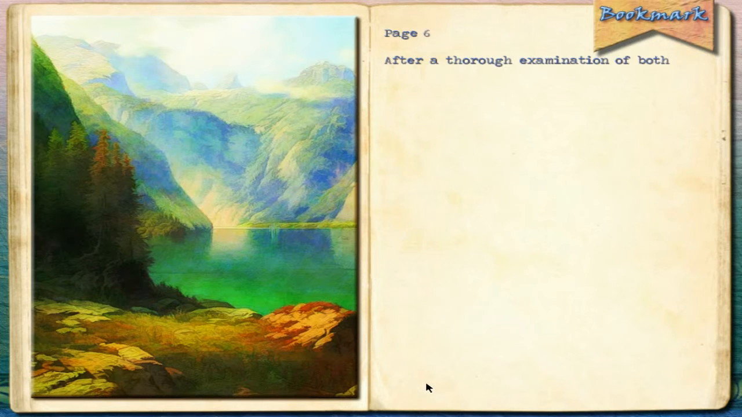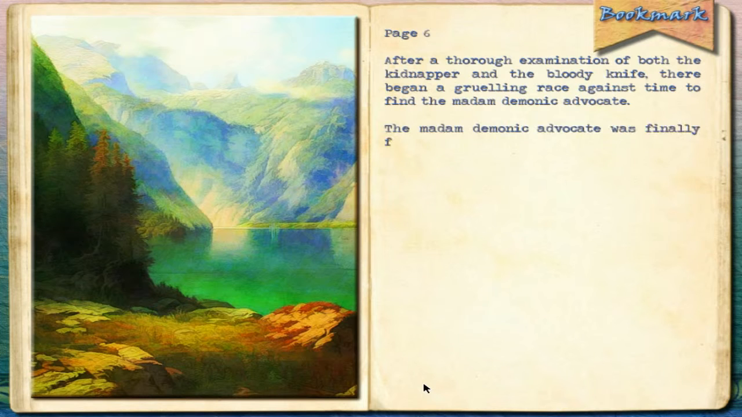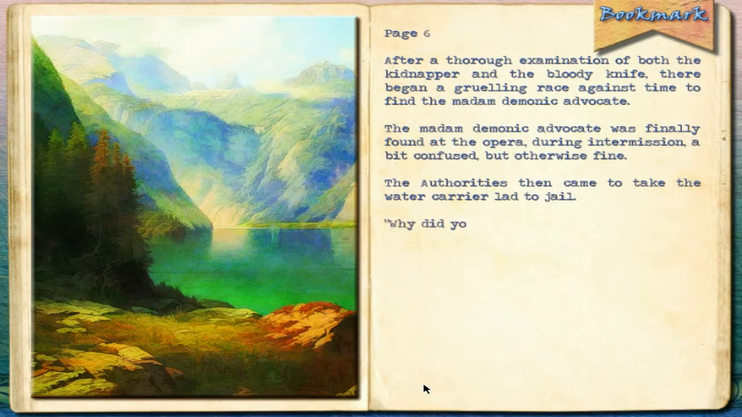After a thorough examination of both the kidnapper and the bloody knife, they began a grueling race against time to find the Madam Demonic Advocates. I can't talk. Is too funny. I'm so confused. The Madam Demonic Advocate was finally found at the opera during intermission, a bit confused, but otherwise fine. So she was okay the whole time. What the heck is going on?